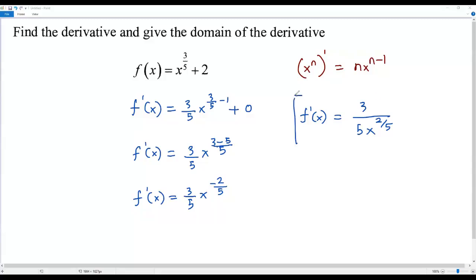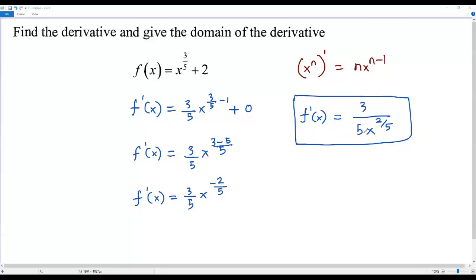Okay, now I got the derivative of the given function, that is f prime of x equals 3 over 5 times x to the power 2/5. Apart from that, I have to answer one more question, that is, I have to give the domain of the derivative. The domain of the derivative means I have to find the values of x for which the derivative f prime of x is defined.